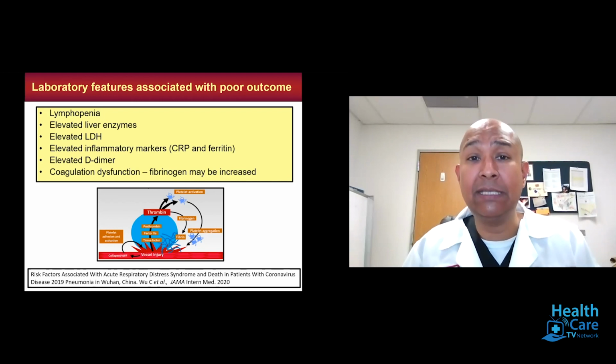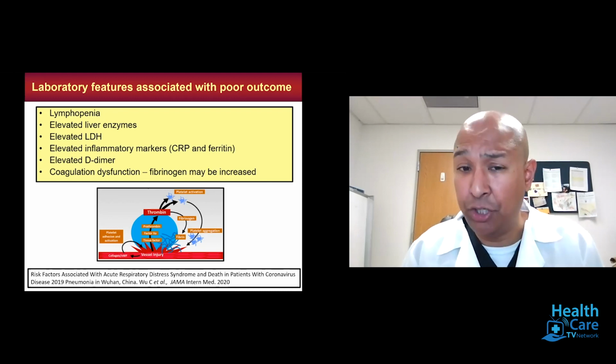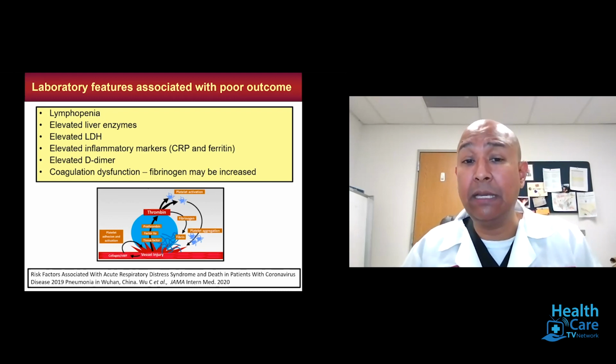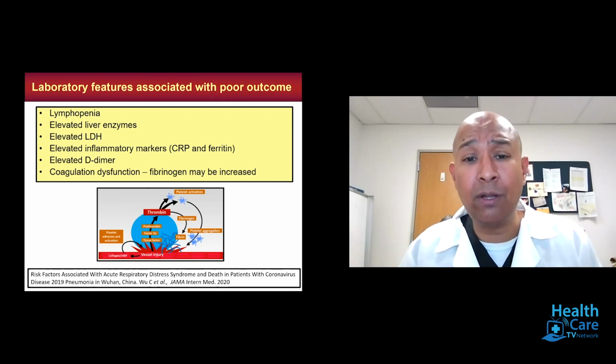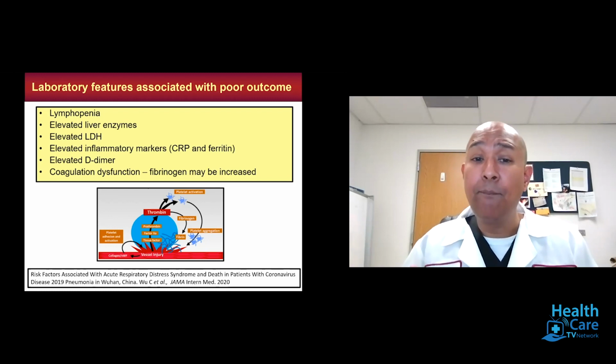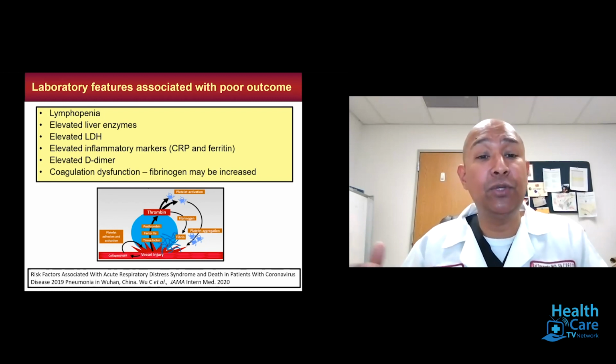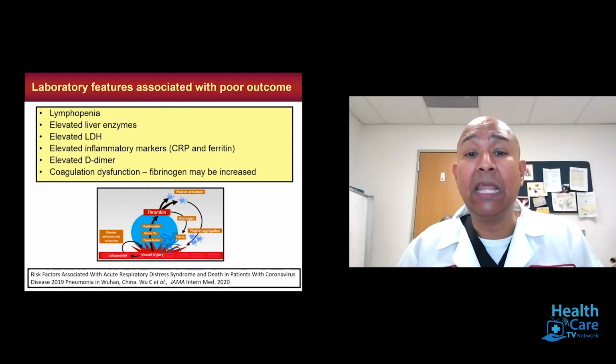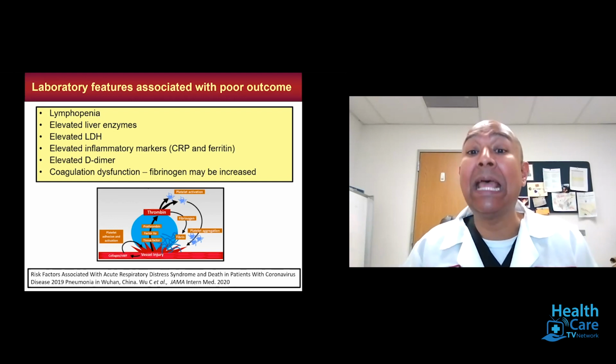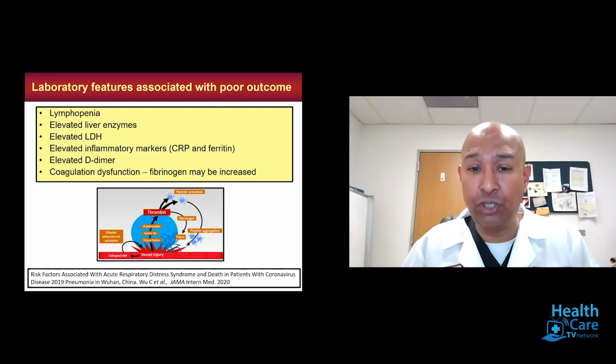And one thing I wanted to mention is the last bullet point. We have noticed, at least at USC, coagulation dysfunction. And one of the things that's interesting is that many people with sepsis will have what we call disseminated intravascular coagulation, DIC. And historically, the fibrinogen level in these patients is going to be low. But looking at patients who have severe COVID-19, that fibrinogen is elevated, which is very strange.